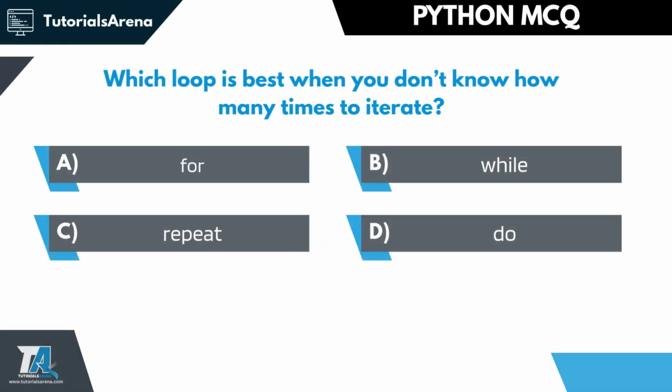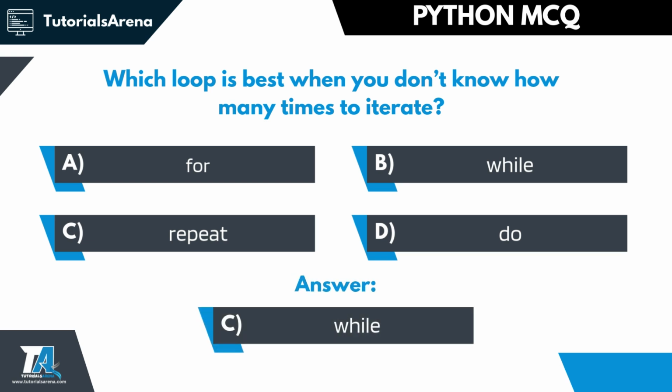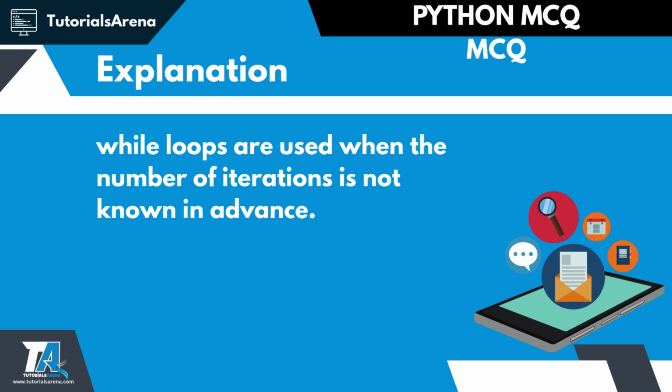Which loop is best when you don't know how many times to iterate? The correct option is option B, while loops. While loops are used when the number of iterations is not known in advance.